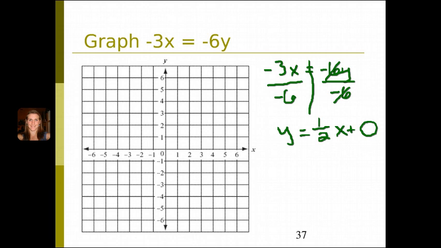Okay, this is a direct variation. So our first point is going to be right here at the origin. From there, you go up 1, over 2, up 1, over 2, and we'll also want to go down 1 and over 2 just to make sure that our line has lots of points. And your line should look like that. Again, notice we had a positive slope once we solved it for slope-intercept form, and our line is also positive.